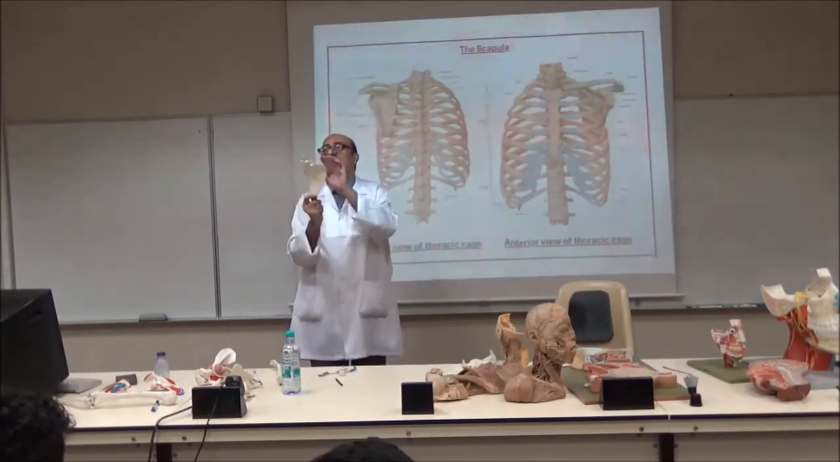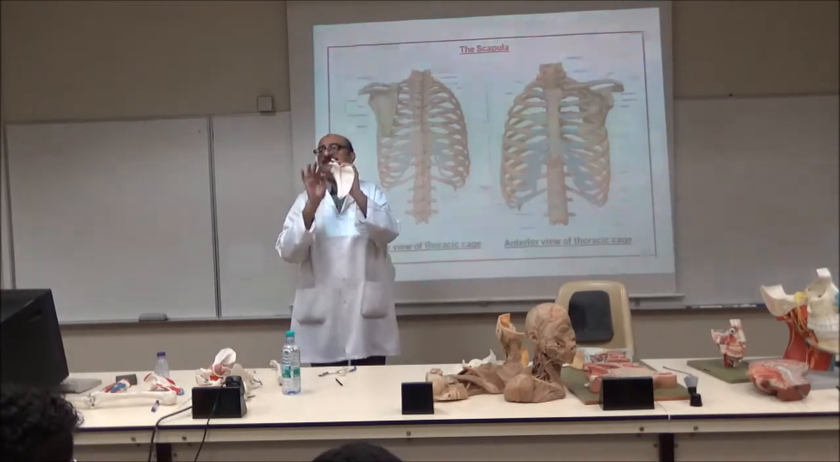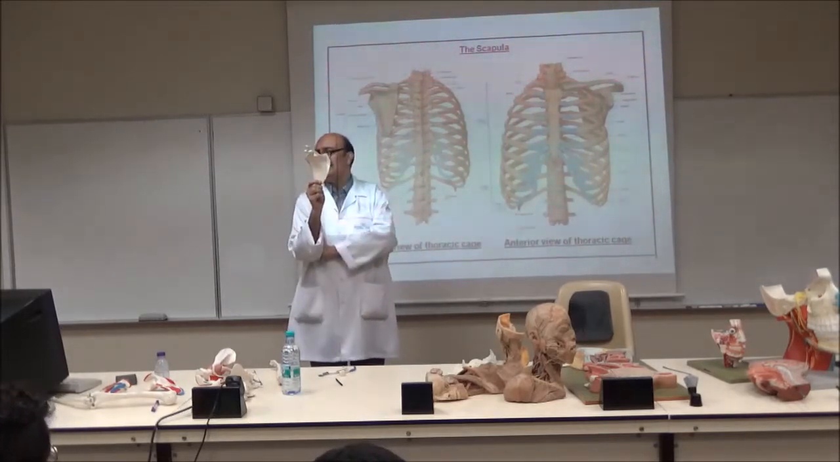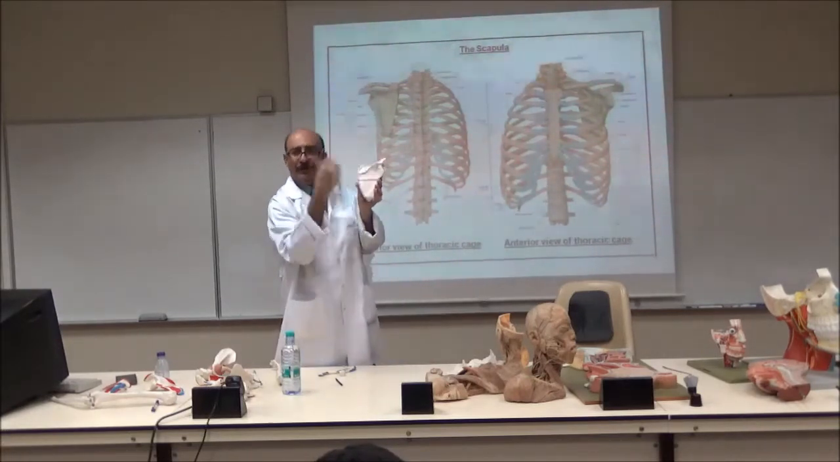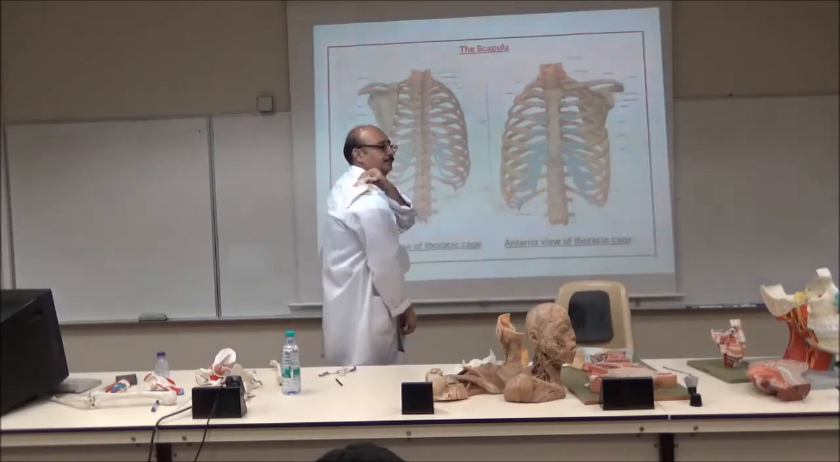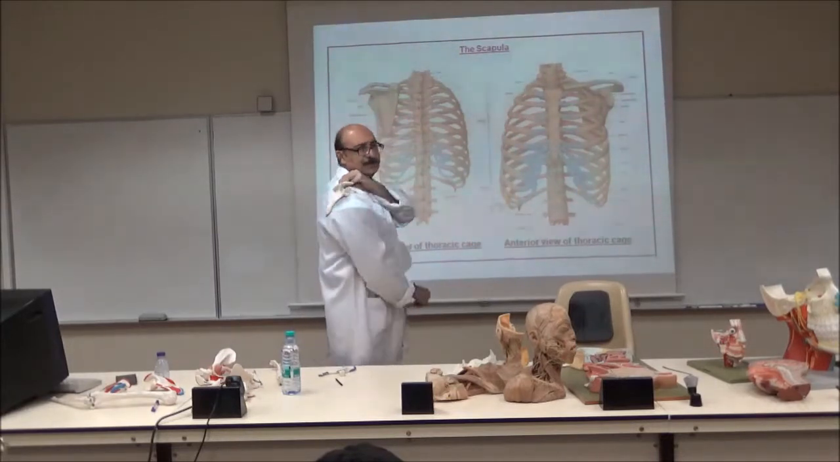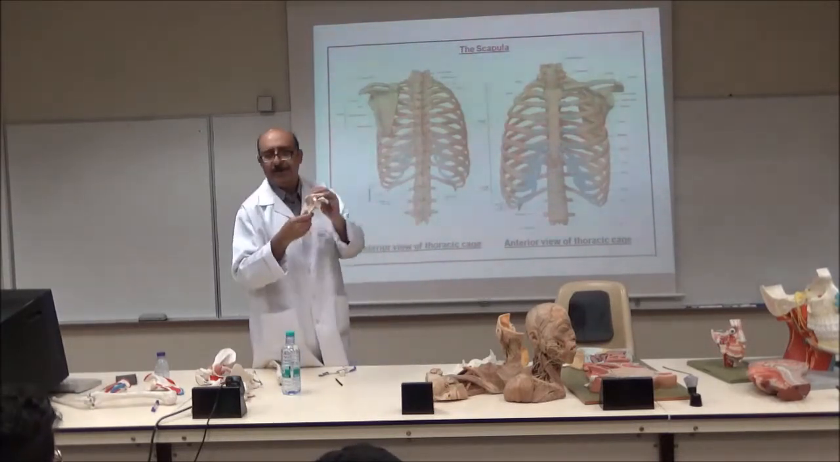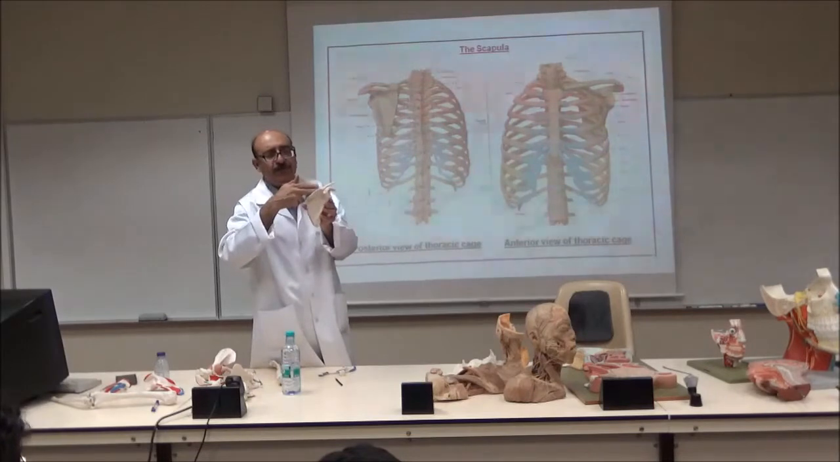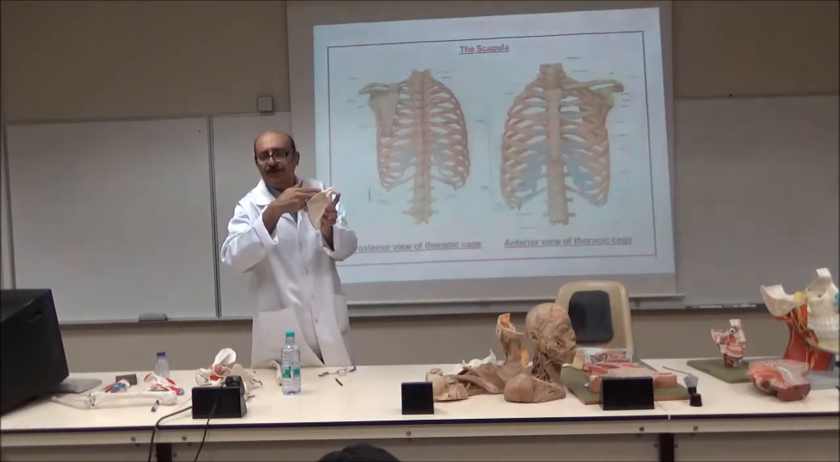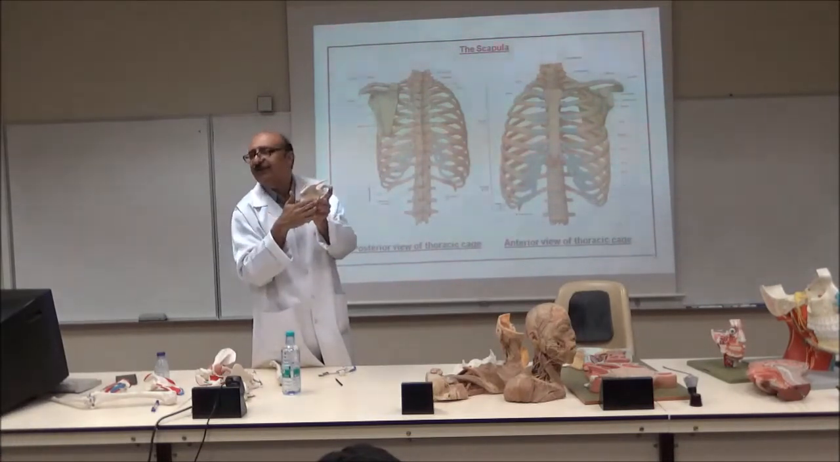This flat surface is in front, the subscapular or costal surface. This spine is on the back, like this. Good? The spine is on the back. The spine divides the posterior surface into two parts: the supraspinous fossa and the infraspinous fossa. Good?